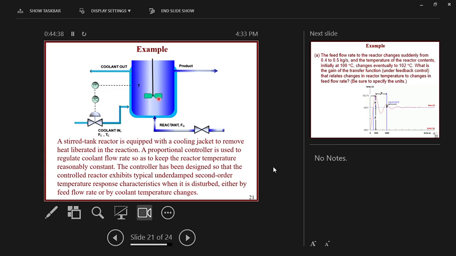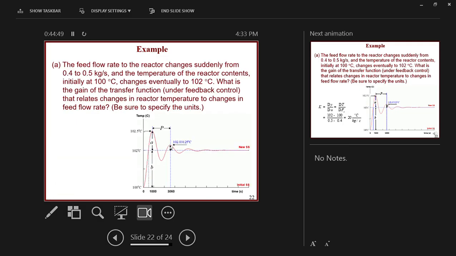And this can be done by the analysis of the feed flow rate or the coolant temperature changes. So there are a few questions related to the system. The first question: the feed flow rate to the reactor changes suddenly from 0.4 to 0.5 kilogram per second. This is the feed flow rate to the reactor. And the temperature of the reactor content, which was at 100, changes to 102. So what is the gain of the transfer function?